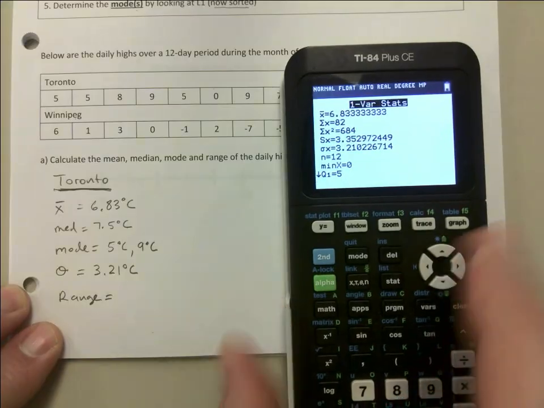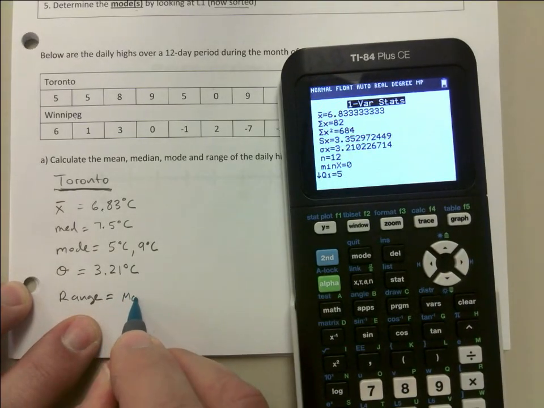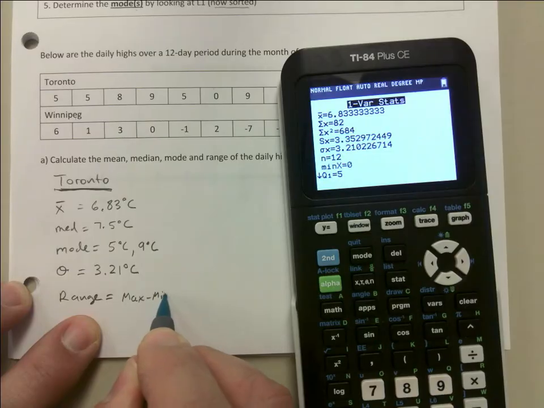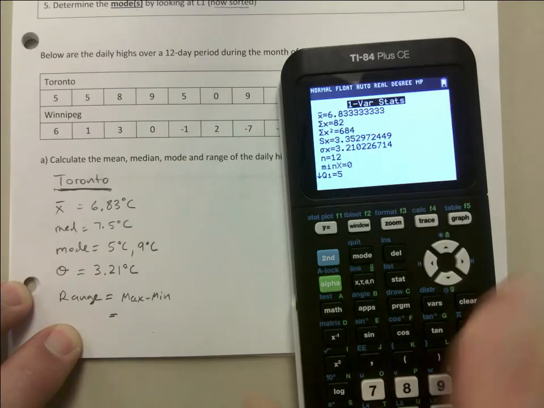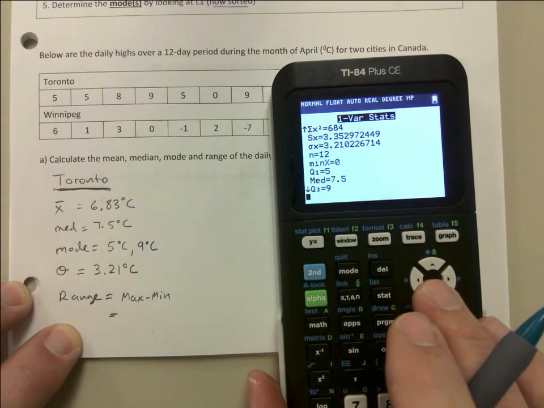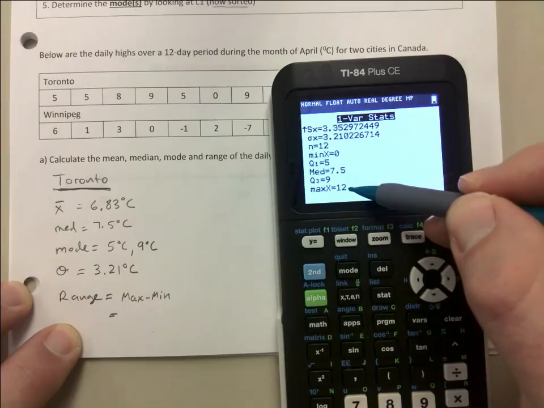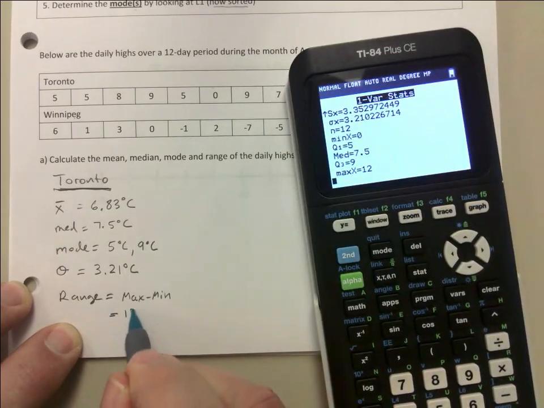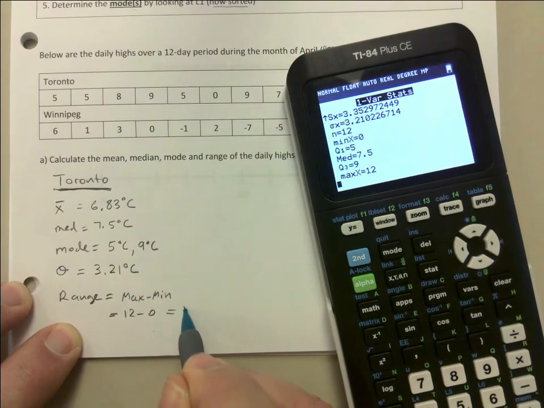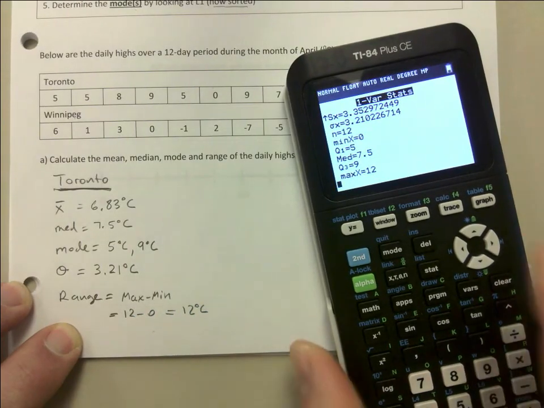What is the range? The range is max minus min. So I will figure that out. You go to your calculator. My max is 12 here. And my min is 0. So 12 minus 0. So that's just 12 degrees Celsius.